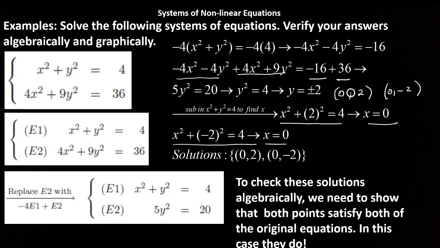So there are two pairs of what? Ordered pairs. Two ordered pairs. Now we have to check and see if they actually work, because it's possible to get solutions that don't work. In this case, they do.